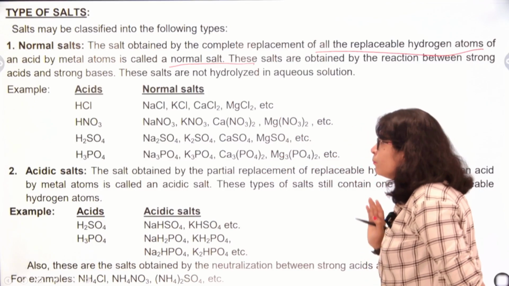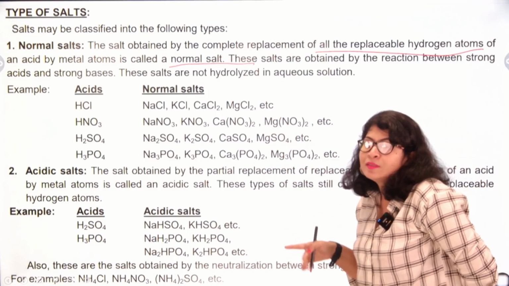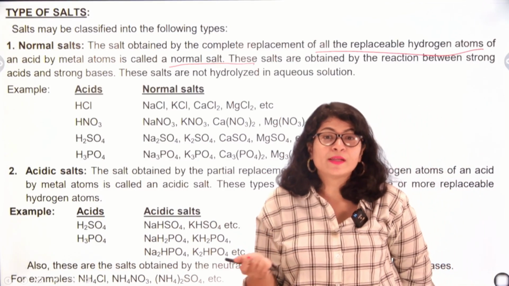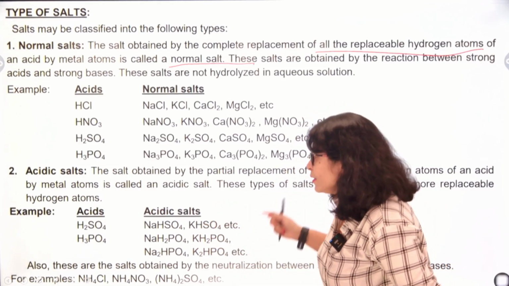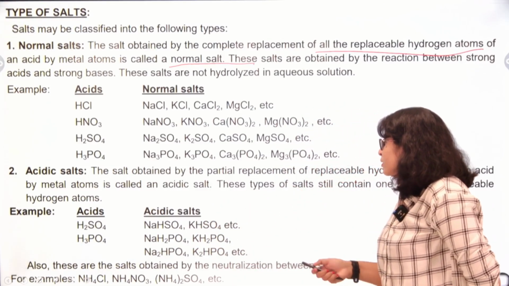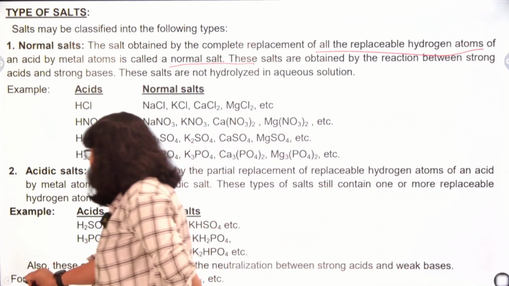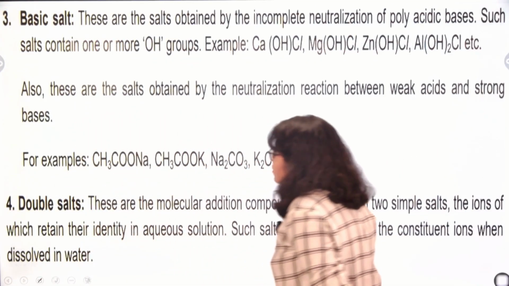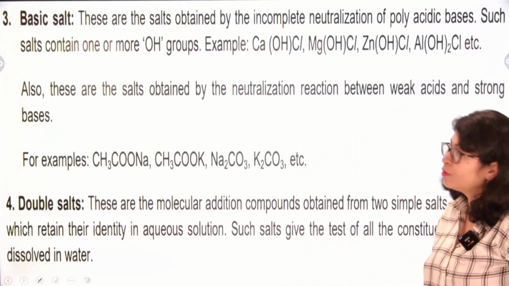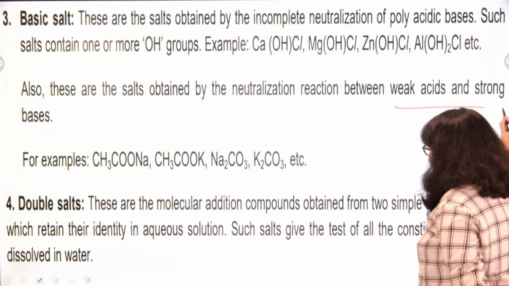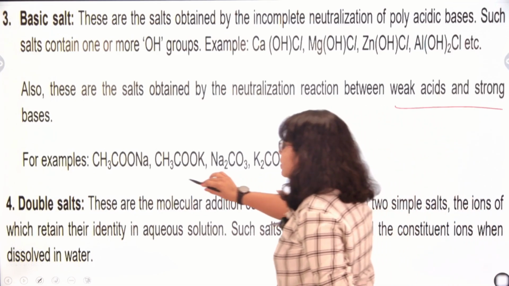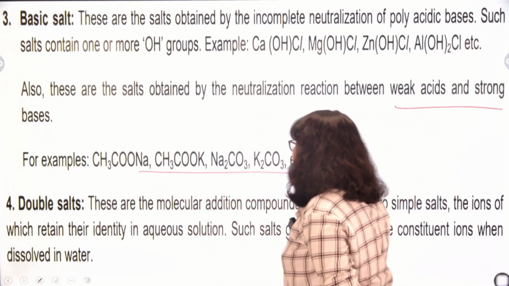Examples are given here. Here again, acidic salt means the salt formed between a strong acid and a weak base. Again, examples are here. Also, these salts are obtained by neutralization. Got it? Next is basic salt, the one formed by the reaction of weak acids and strong bases. Example, CH3COONa, CH3COOK, Na2CO3, K2CO3.